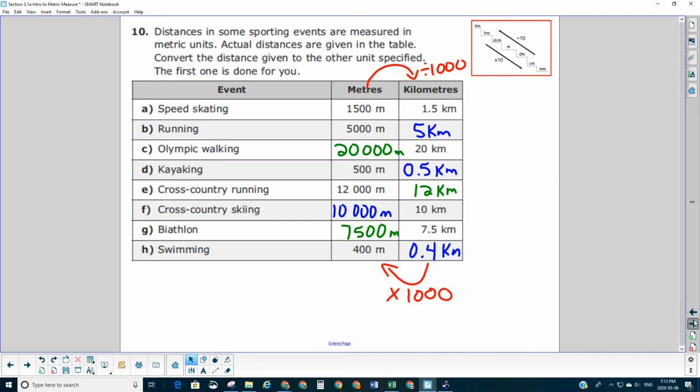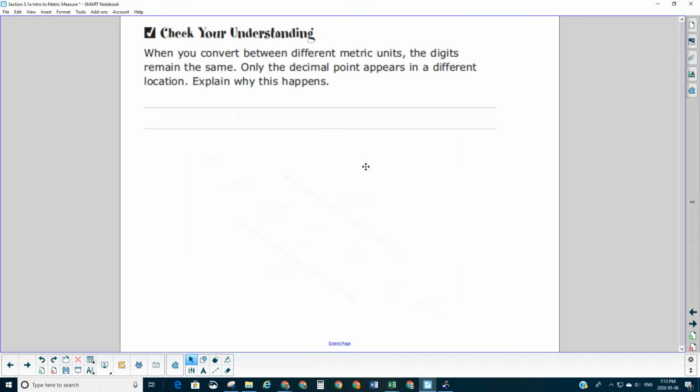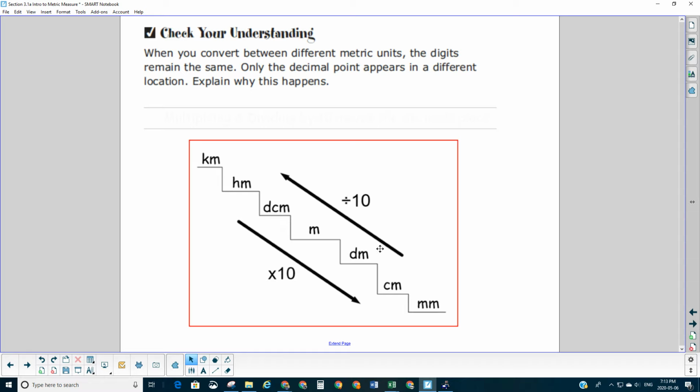All right. So the last thing at the bottom is your check your understanding. It says when you convert between metric units, the digits remain the same, only the decimals change. Well, that's exactly what we were just doing, and this is a really good explanation. We know from what we were doing in the last unit and from practicing it today that multiplying and dividing by 10 moves the decimal place. If you're multiplying, you're going to move the decimal place to the right. If you're dividing, you're going to move it to the left. And how far you go depends on how many units you're moving.